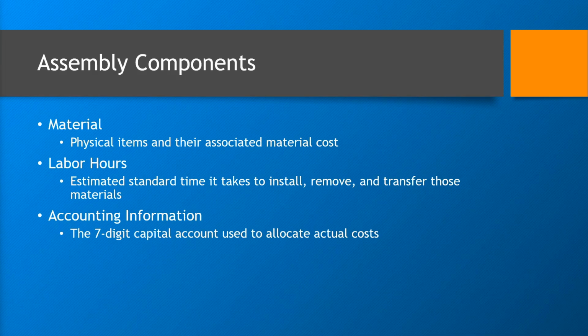Accounting information. Each assembly in OpenPoint is tied to a specific 7-digit capital account number. This is important because it ensures the costs associated with each assembly are properly tracked in the CPR.